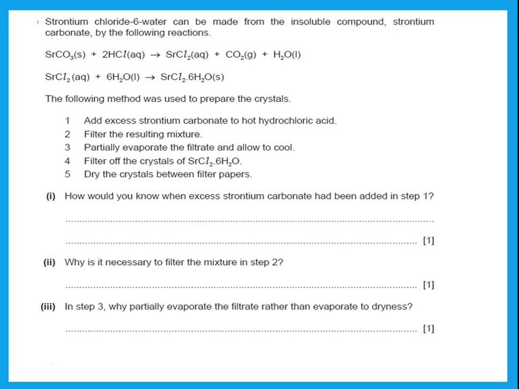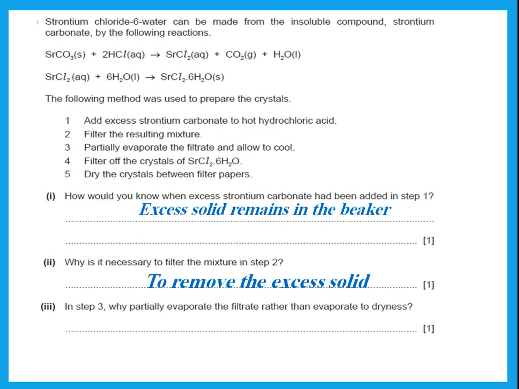So when I added the excess solid at the beginning, how do I know that I have finished or that the solid has been excess? If excess solid remains in the beaker, right? Why is it necessary to filter the mixture in step 2? Of course, why are you filtering in step 2? To remove what? To remove the excess solid that we added. We don't want it. Now, what do I want? I want the filtrate. Partially evaporate the filtrate to allow to cool.